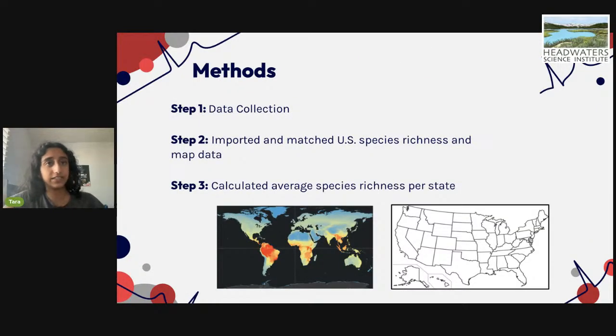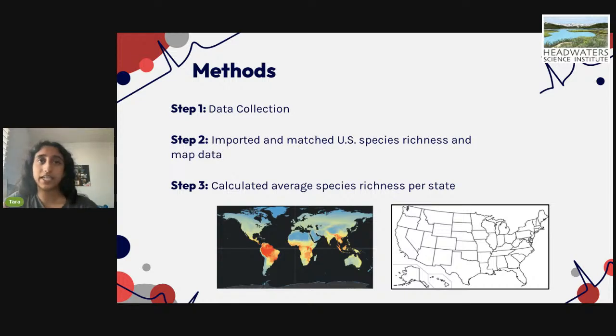So to conduct this research, my mentor and I first began by collecting data, and we found 2018 species richness data from the IUCN Red List, and this included a heat map of the species richness across the US. And if you look at my slide on the left side, you can see that heat map. And then we also had 2018 Salmonella and Lyme disease data from the CDC, and the data set for each disease showed the incidence rate for cases per 100,000 for every US state.